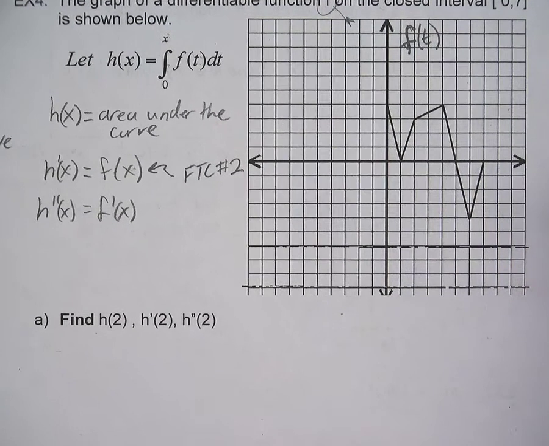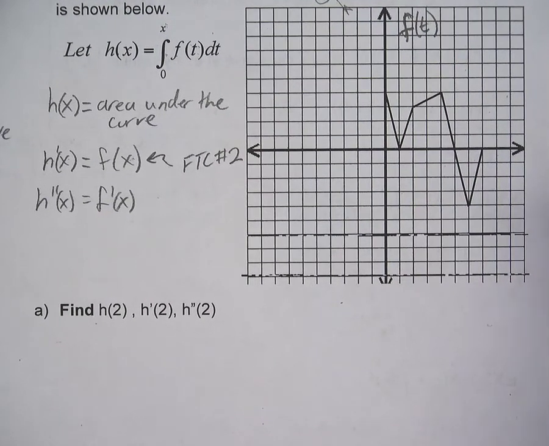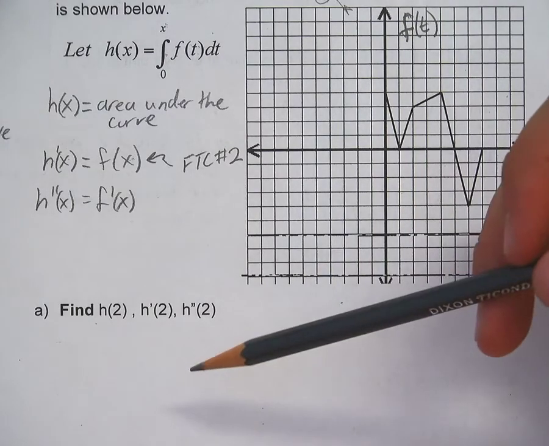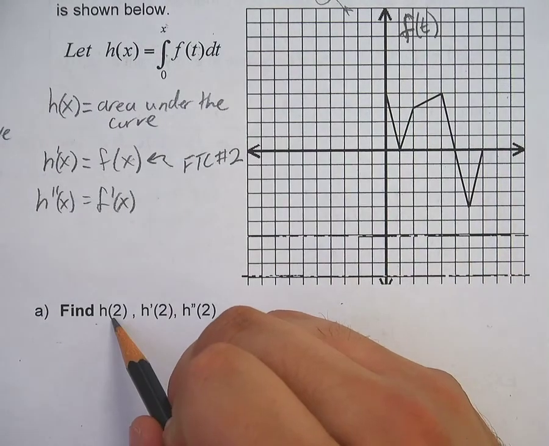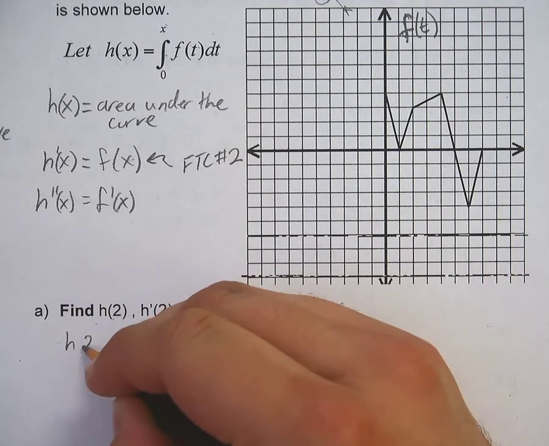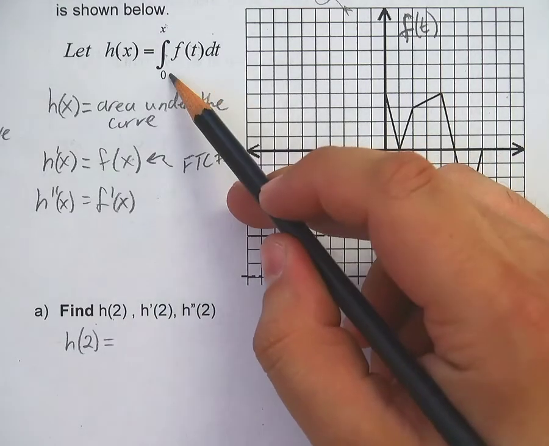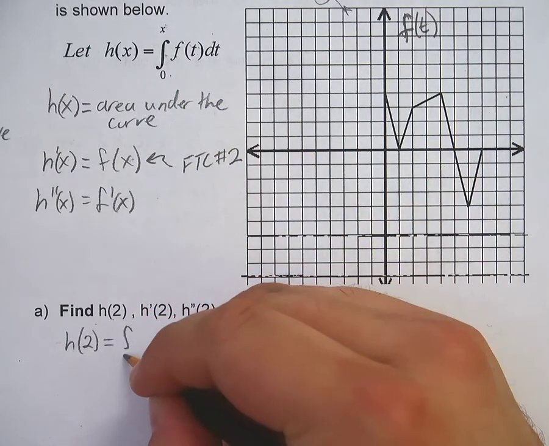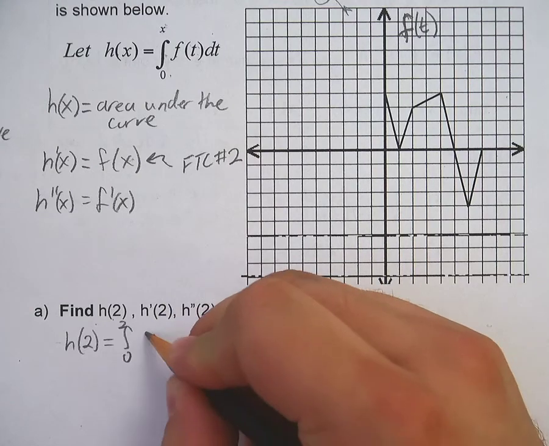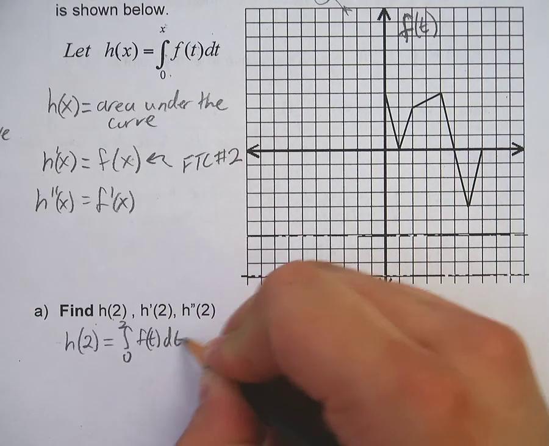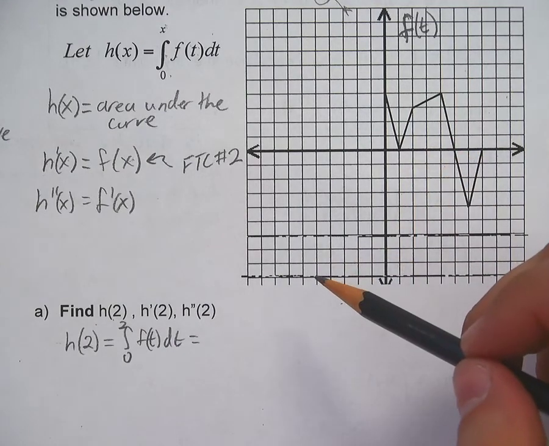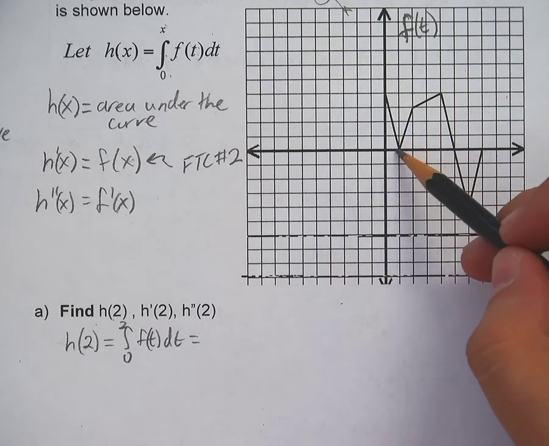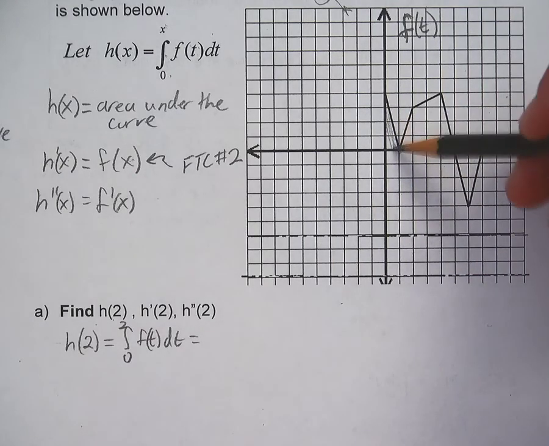Let's use that information and find out something cool here. A says find h of 2, h prime of 2, and h double prime of 2. Well, we said h of 2 is the area, right? So I'm going to find h of 2. That's this guy up here. That's the integral from 0 to 2 of f of t dt. So I need an area from 0 to 2. So I have an area, looks like right here. I'm looking for this guy, this area and this area. So it looks like 2 triangles.